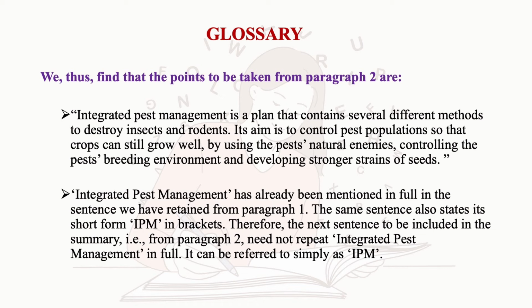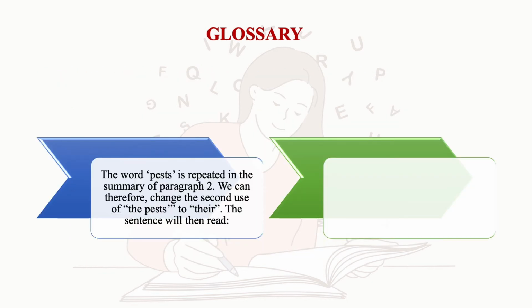The word pests, which was also underlined, is repeated in the summary of paragraph 2. We can therefore change the second use of the pests to there. The sentence will then read, by using the pest's natural enemies, controlling their breeding environment. Now, we will condense paragraph 3.